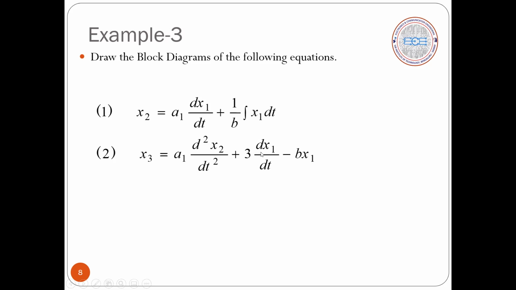Similarly, the second term has an x1 variable. So you take x1, pass it through a single derivative block, and again pass it through a constant a3. And again you will find the third input with a negative sign that you have to feed, and x1 you have to take from the same x1 which we are feeding in the second line. So this is what we have to do. This is how we will be writing the block diagram representation.